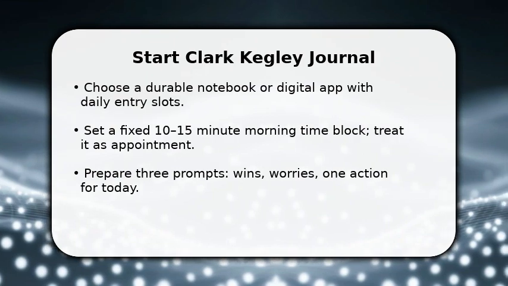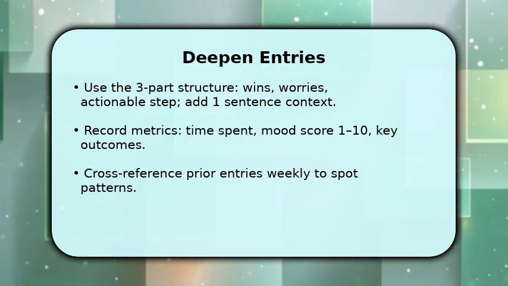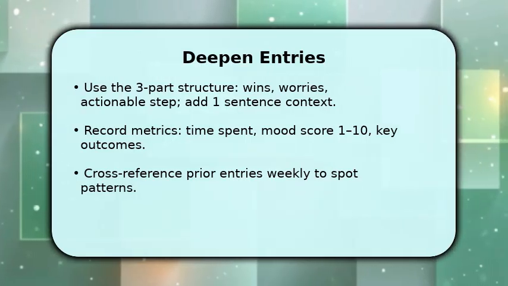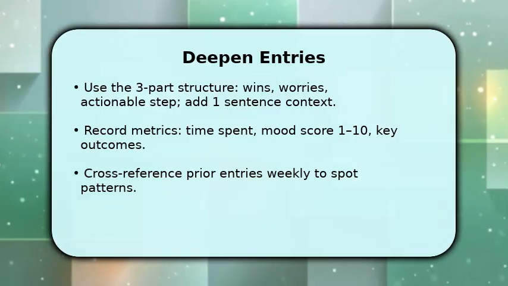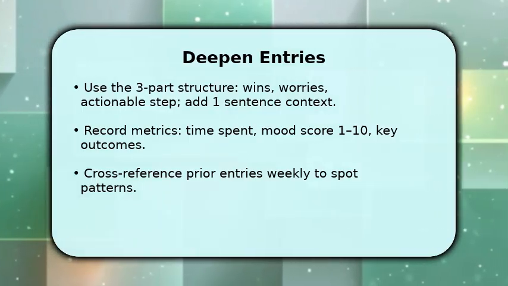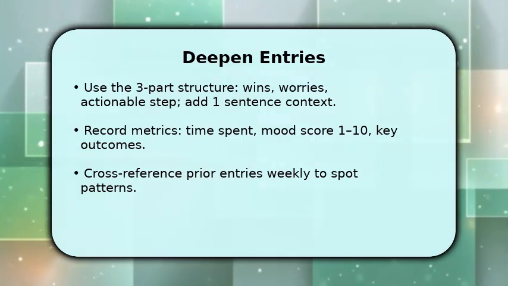Once you have the habit, expand entries to capture context and learning. For each item, write 1 sentence explaining why it mattered and note a mood score from 1 to 10 so you quantify emotional trends. Track time spent on the chosen action and any measurable outcome. Numbers reveal what actually moves you forward.